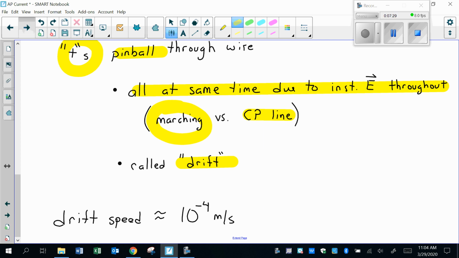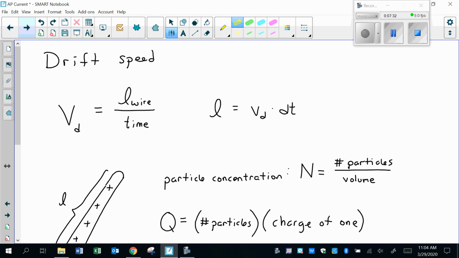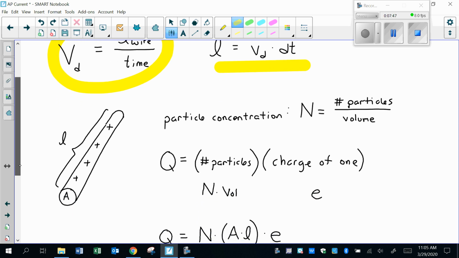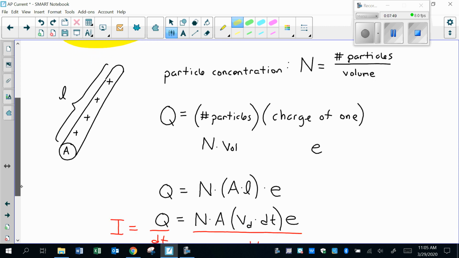So continuing on, I think we're on to page number 3 now. So looking at drift speed, it can be calculated very simply by doing distance over time. So we rearrange that over here to figure out length equals speed times our time. And now what we're going to do is begin using some different definitions just to kind of look at our information different ways.